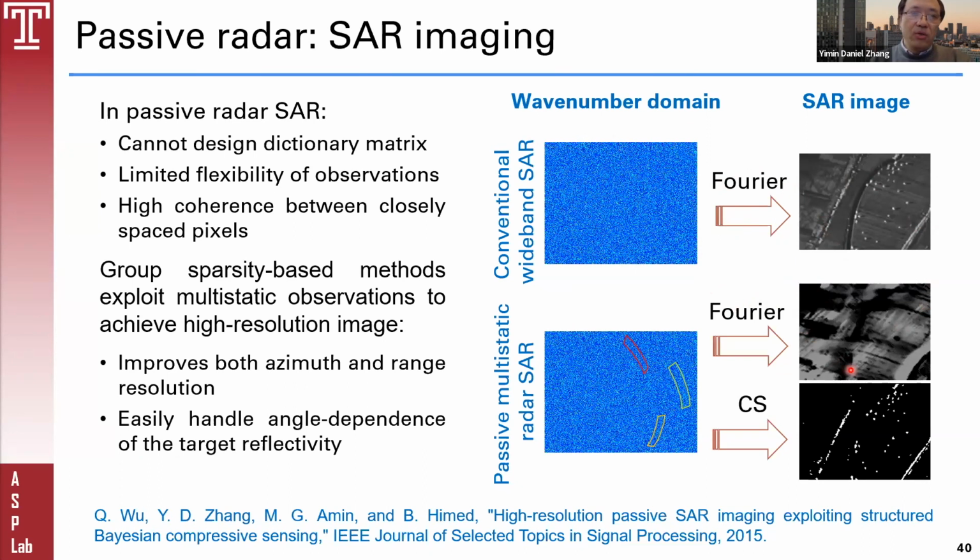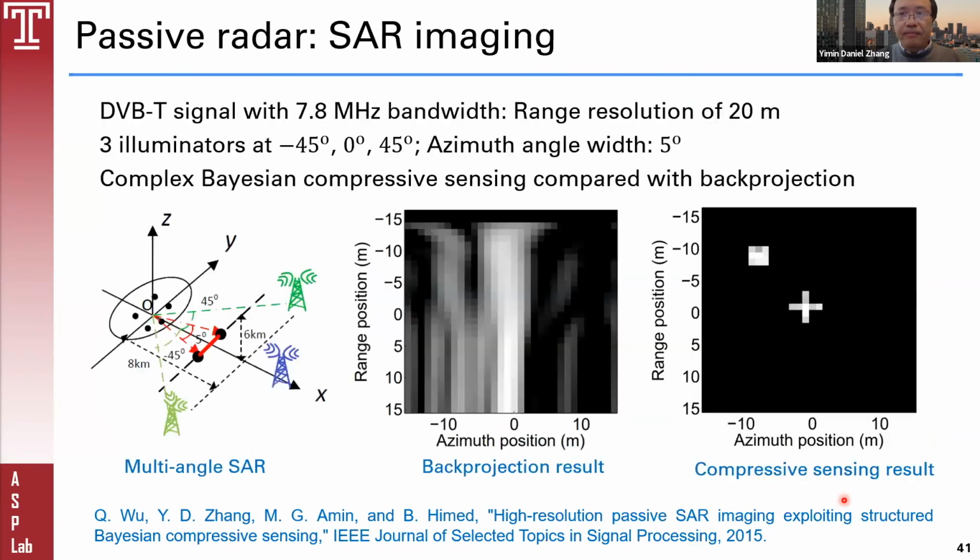So what we're trying to do is to utilize the sparsity in the scene, and then we can use the sparsity and group sparsity based method to reconstruct the image. We can just show one example here. We use 3 dB digital video broadcast signals and three transmitters here. And we have a receiver here that flies for a five degree sector.